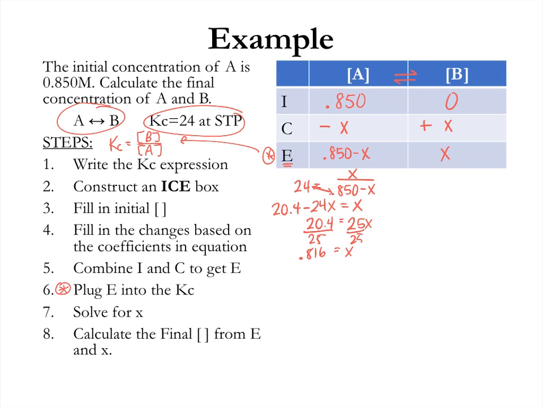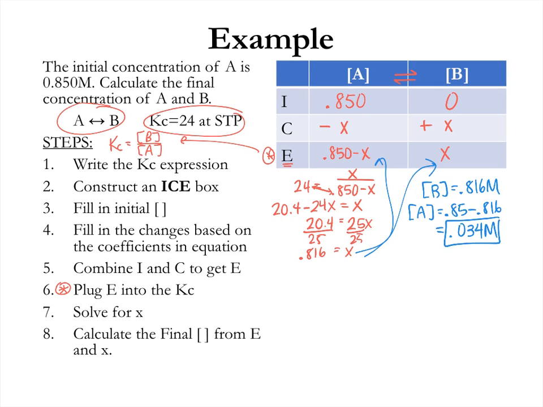So we just substitute x into this E line. So the concentration of B at equilibrium is obviously just going to be 0.816 molar. The concentration of A at equilibrium is going to be 0.85 minus 0.816, and that is equal to 0.034 molar. So these would be the answer to the question, the concentrations of A and B when it reaches equilibrium.